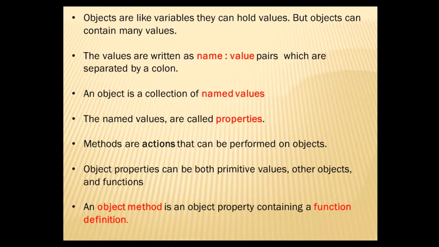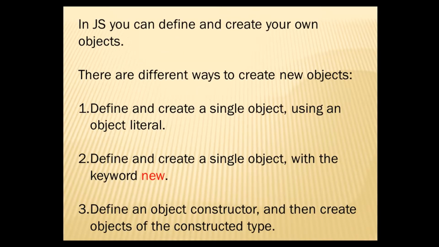In JavaScript, you can define and create your own objects. And how do you do that? Well, there are different ways to create new objects. One, define and create a single object using an object literal. Two, define and create a single object with the keyword new. Three, define an object constructor and then create objects of the constructor type. We are going to look at each of them in detail later.